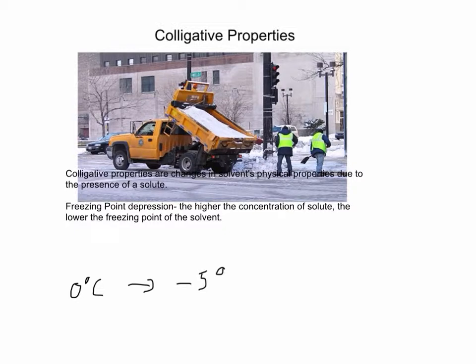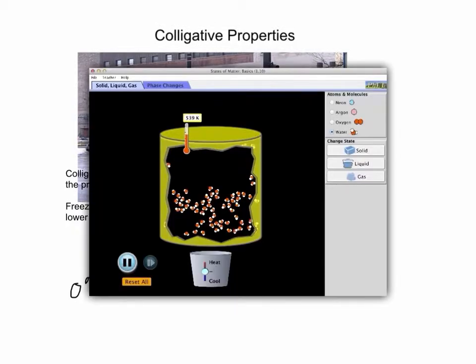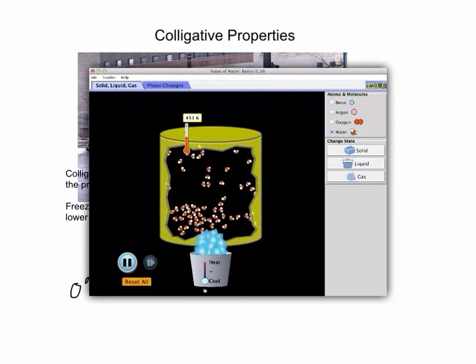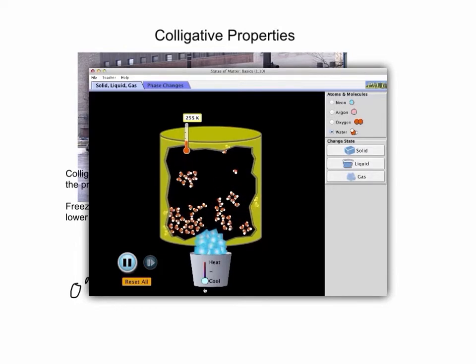But why does this happen? Let's look at this simulation from PhET of water freezing. So we're going to start with water in a gas state, and we're going to cool it down. So as we cool it down, the molecules move closer and closer together. They're no longer able to move fast enough to avoid the intermolecular forces, and they form a crystal structure.